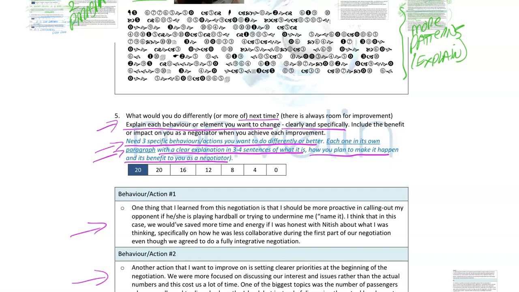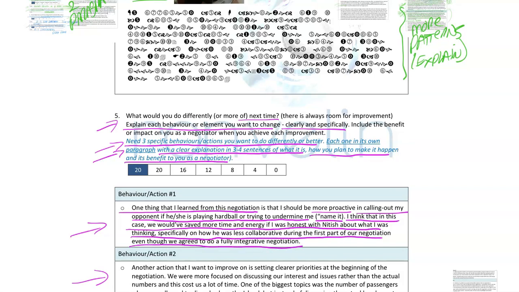So let's read one of them. "One thing that I learned from this negotiation is that I should be more proactive in calling out my opponent if he or she is playing hardball or trying to undermine me." And in brackets we have here, "name it," which means call it and say, you're doing this thing. "I think that in this case, we would have saved more time and energy if I was honest with Nitish about what I was thinking, specifically on how he was less collaborative during the first part of our negotiation, even though we agreed to fully integrative negotiation."